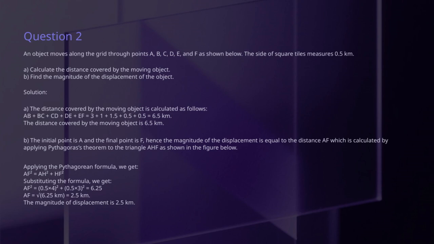This illustrates the difference between the total path length and the shortest possible straight line distance, which ties into our overall theme of understanding motion and displacement.